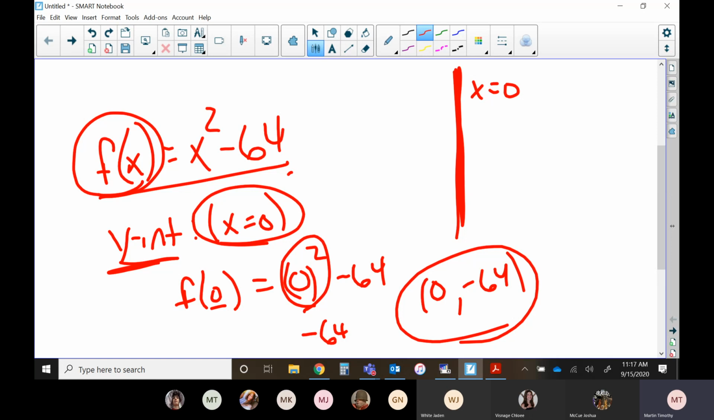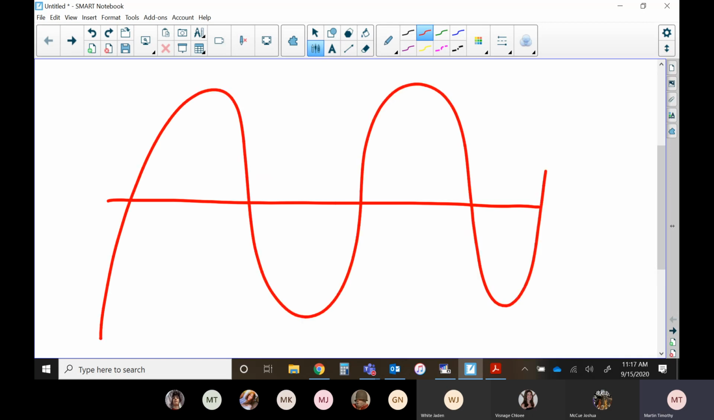Domain and range. Let me do number 3. When I talk about domain, I'm only referring to this. I need you to hyper focus on the left and right. So like my graph might go like this. Okay? I don't care about this right here. I care about the left and right and how far it goes.